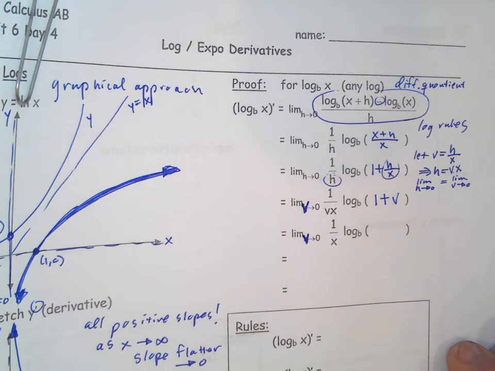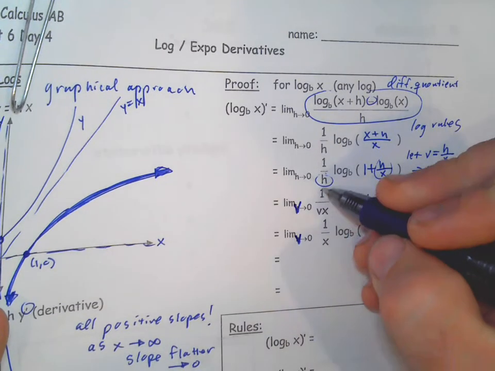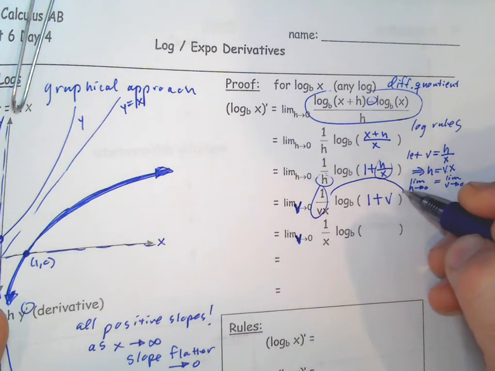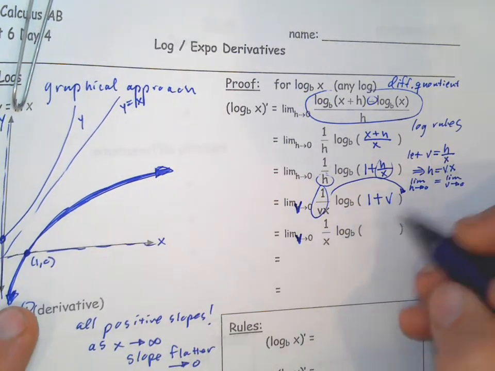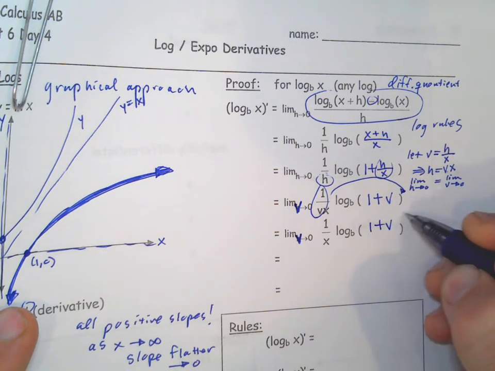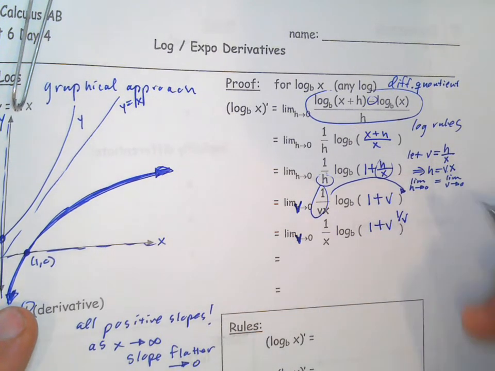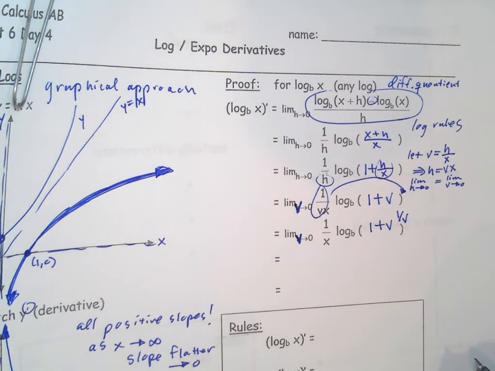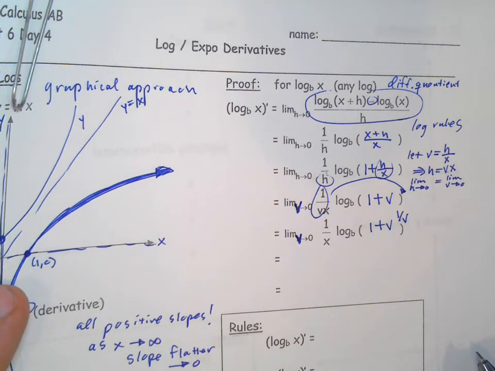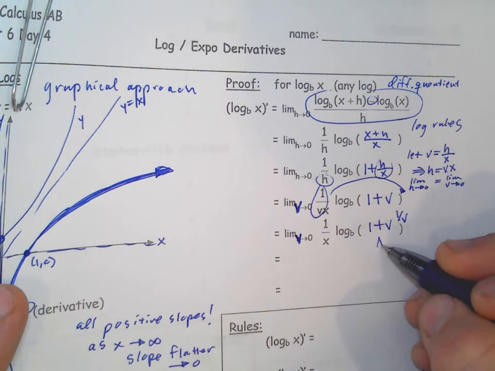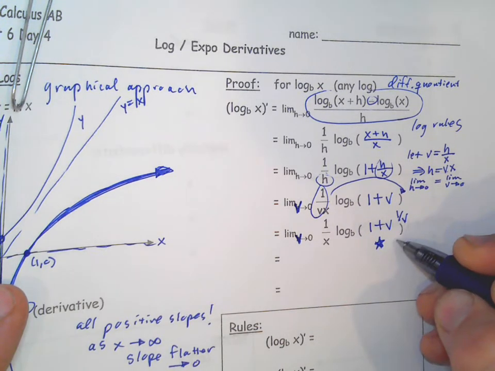Now, we're going to use another log rule and bring this inside as an exponent, but just the 1 over v part. We're going to leave the 1 over x part. So we're going to bring the 1 over v right here, okay? And we're going to investigate what happens with this function. We'll use a graphing calculator to help us.